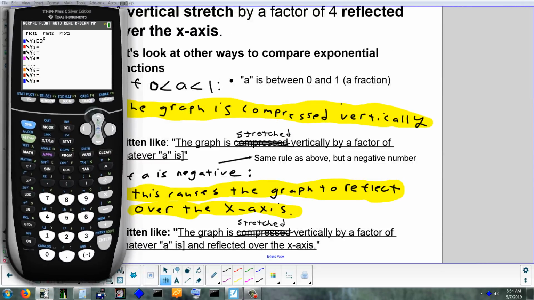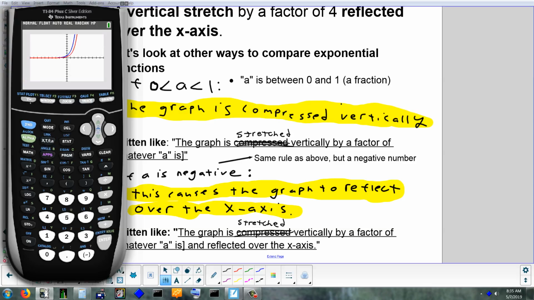Somebody tell me a number I could put in front of that to compress it. A fraction. Yes, I need a fraction. 1/2. So 1/2 times 3 to the x. What about negative 1/2? We can do that one after. So here's the original. Now remember, the one in red is going to look compressed, so it's going to curve up later. It's going to be a little bit squished. See, it's not quite as steep.